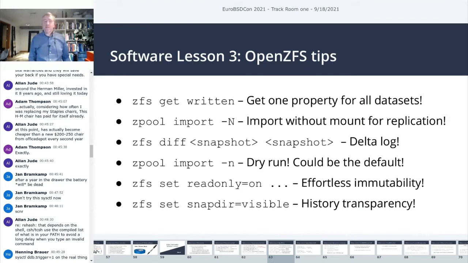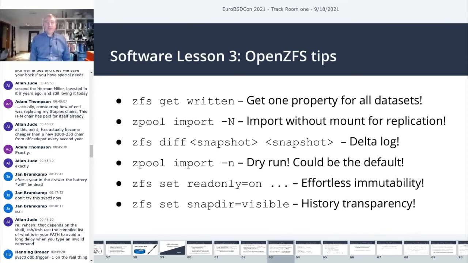zpool import -n, without mounting anything. Fantastic when you're replicating to it. I love it. Do it all the time. As Jan pointed out, hey, zfs diff. It's powerful. It looks at two snapshots, compares the contents, and tells you what's modified, deleted, you name it. Very cool. I will touch on that a little later.